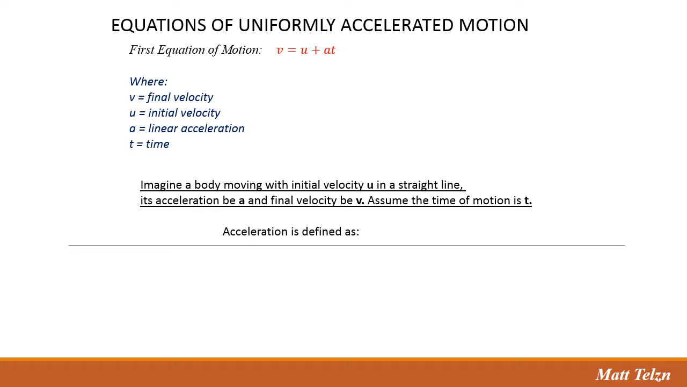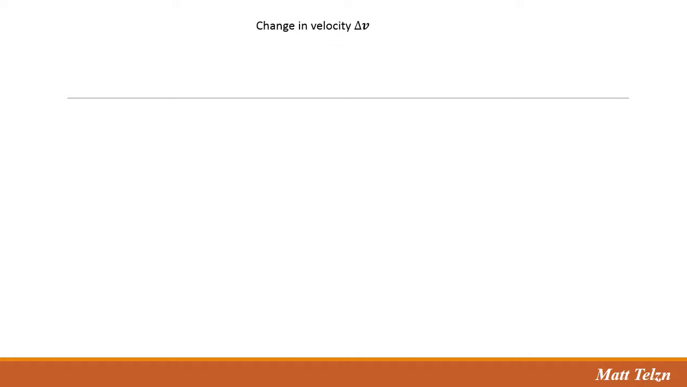Now acceleration is defined as what? Change in velocity all over time. That is, our linear acceleration is the change in velocity divided by the time interval of the body. Mathematically, we have a is equal to delta v all over t. Delta v is our change in velocity, and change in velocity is the final velocity minus the initial velocity.